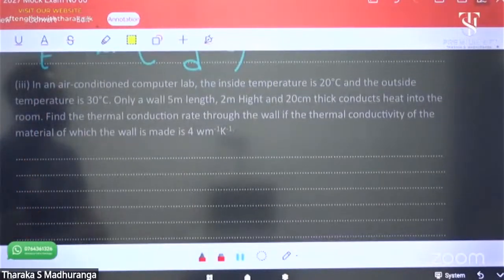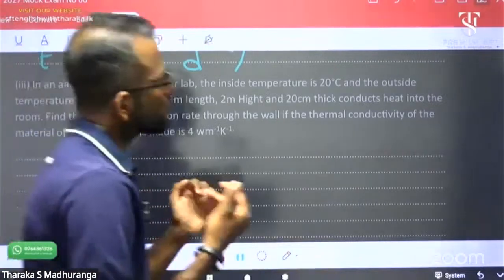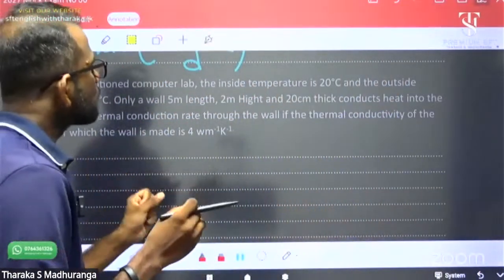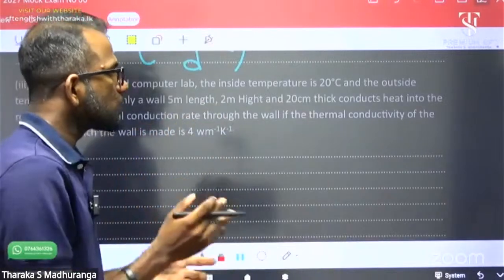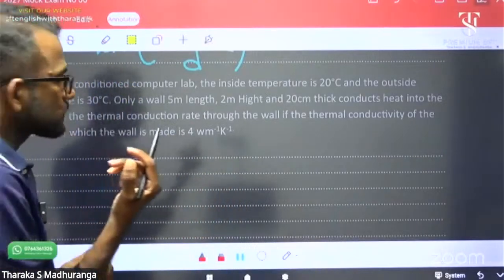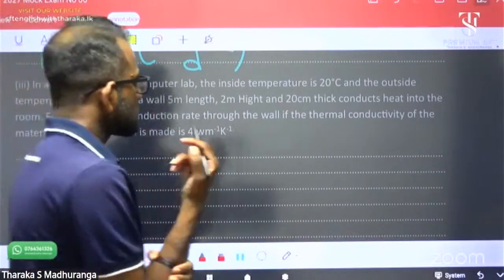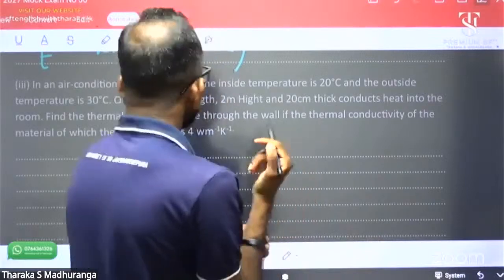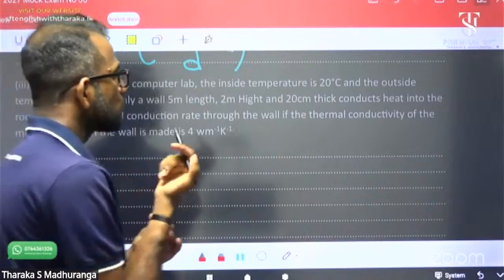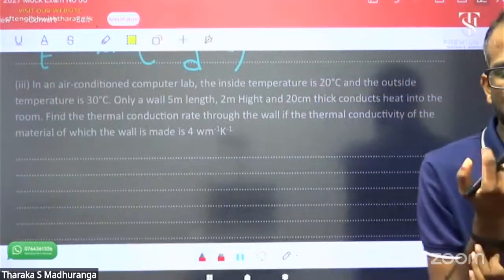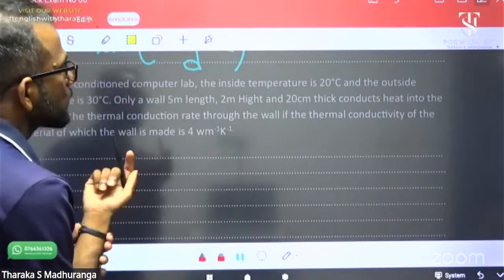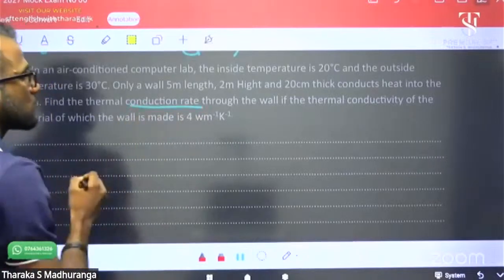In an air conditioned computer lab, the inside temperature is 20 Celsius and the outside temperature is 30 Celsius. Only a wall of 5 meter length, 2 meter height and 20 centimeter thickness conducts heat into the room. Find the thermal conduction rate through the wall if the thermal conductivity of the material of which the wall is made is 4 watt per meter per Kelvin. Thermal conductivity unit is watt per meter per Kelvin. It is given, it is 4. And the question asks what is the thermal conduction rate?